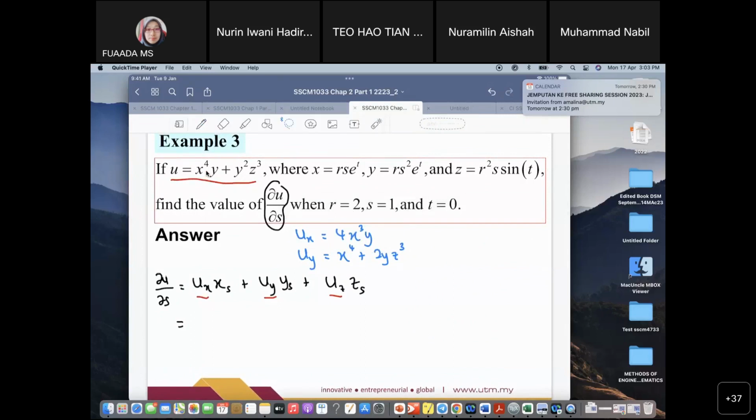Hilang terus dah. Kenapa tak ada piece? Okay.